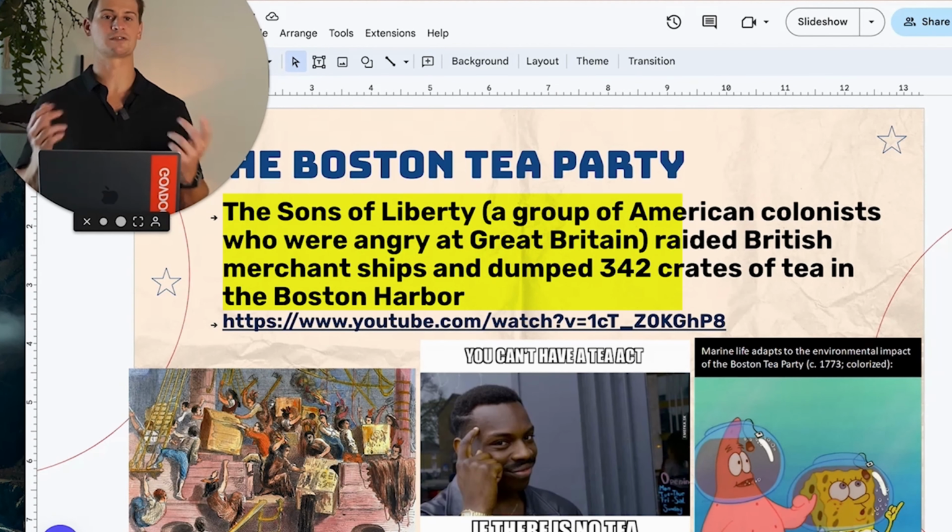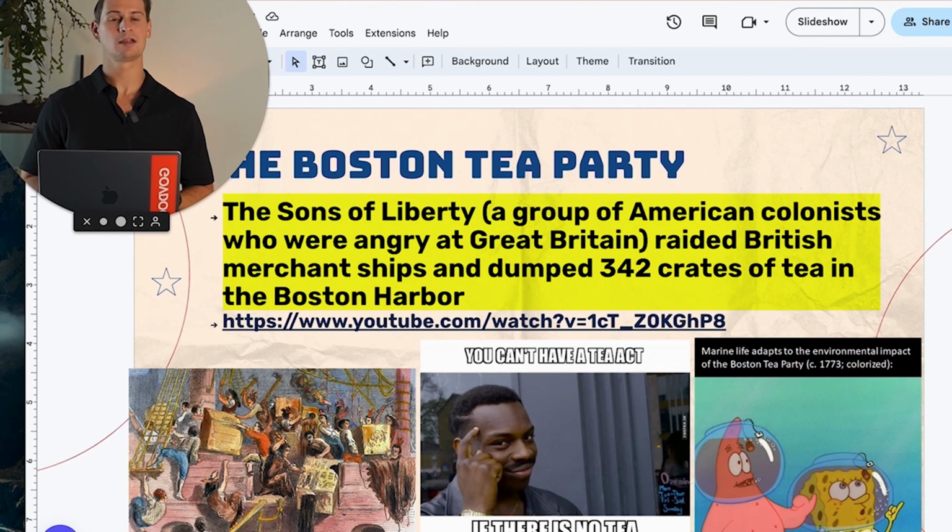Okay, so the Sons of Liberty go ahead and raid English merchant boats that were in Boston Harbor. They throw all of the tea overboard. There's a really good video if you follow the link in this slide that goes through that. But everybody's familiar with the Boston Tea Party. It was an act of rebellion. Basically, the colonists were upset about the taxes and decided to act out by taking British tea and dumping it into the harbor.